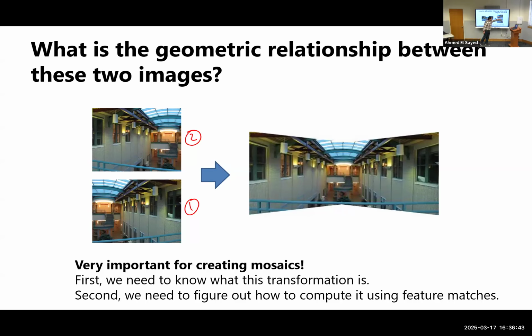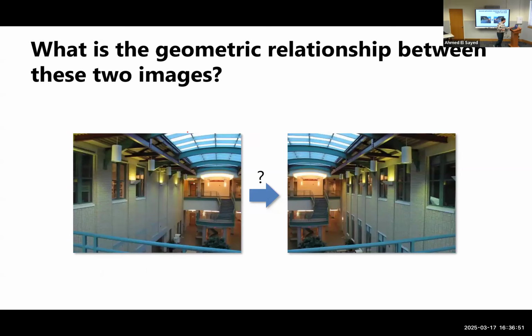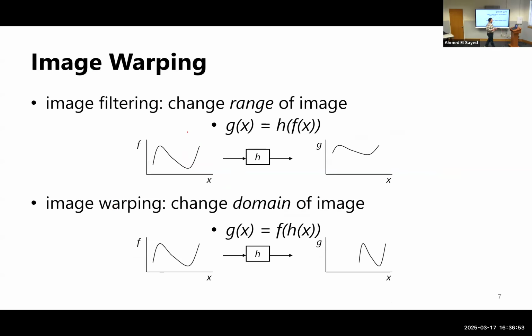Same here. What does this mean mathematically? If I want to describe this with math, how can I describe it? I will do something called warping. What is warping? Is it similar to image filtering? No.